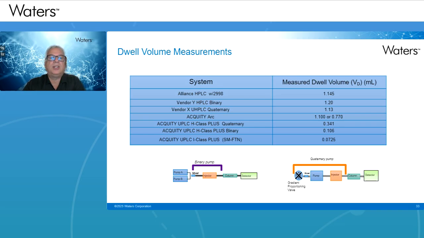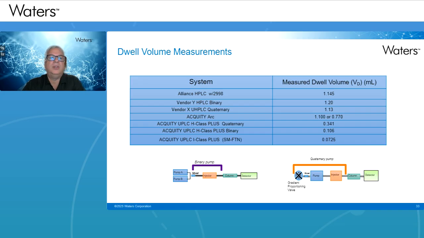So again, just to give you some examples, the Alliance HPLC system is a quaternary system, and it looks like this. The dwell volume will be around 1.1, and it's good to measure it with precision for this one, because this value, unlike the dispersion, will be important when we do the method transfer.